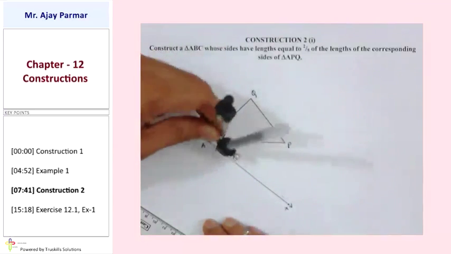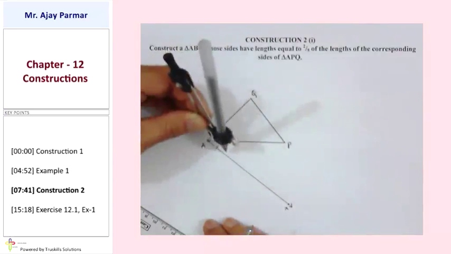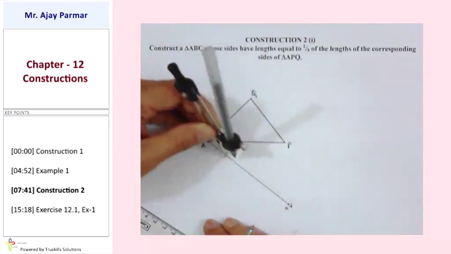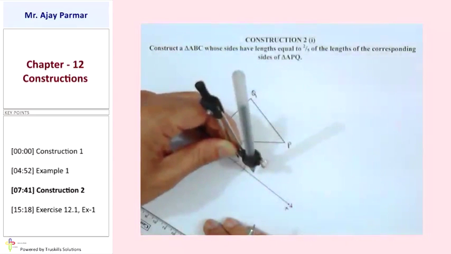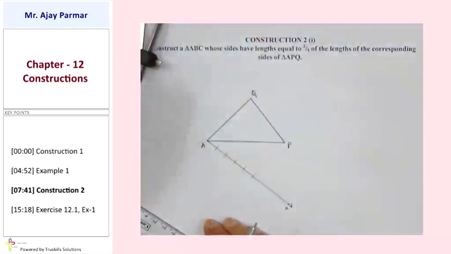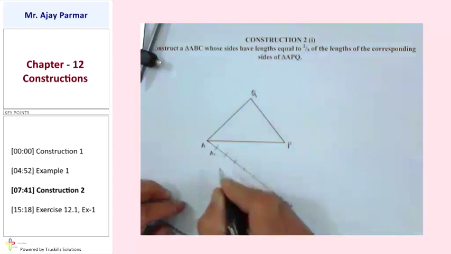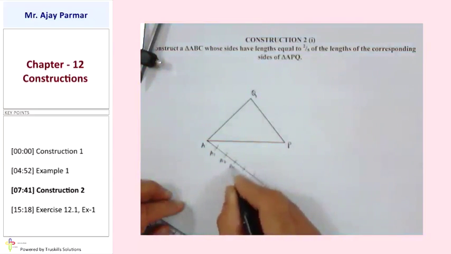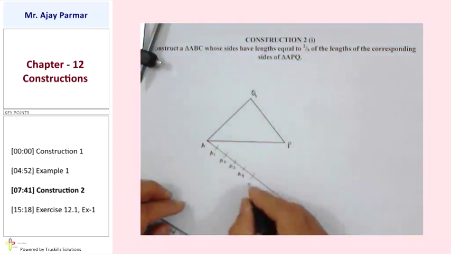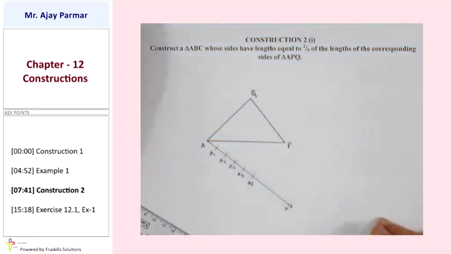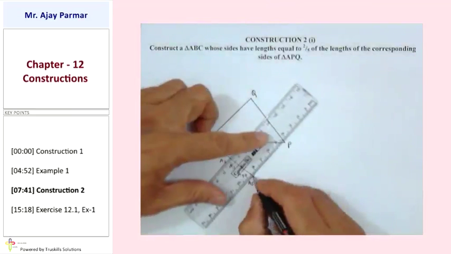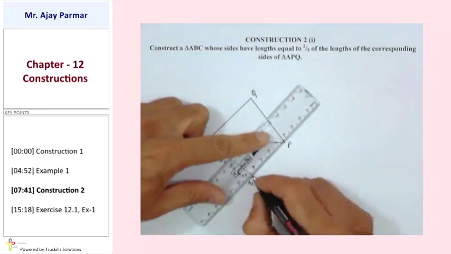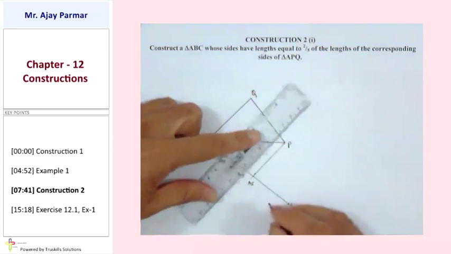Let us call them as, say, this is A1, A2, A3, A4, and finally A5. And we shall have to label them, that is A1, A2, A3, A4 and A5. Now I am going to join, because the scale factor is less than 1, I shall join A5 with P. And what about if the scale factor would have been greater than 1? That we shall see a little bit later on. Let us first of all finish up this particular construction.